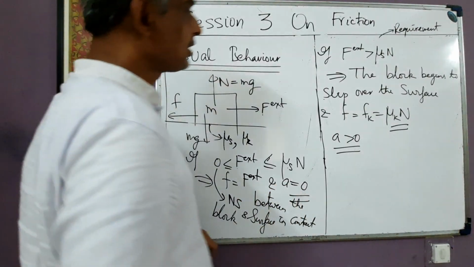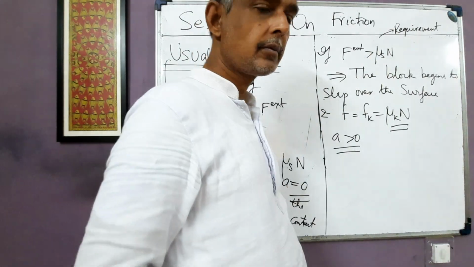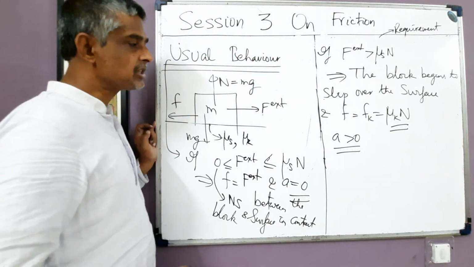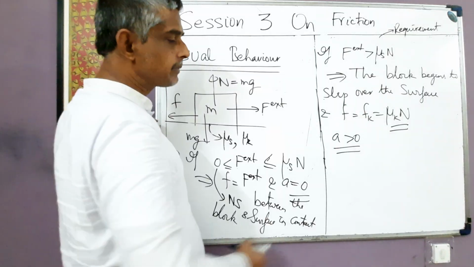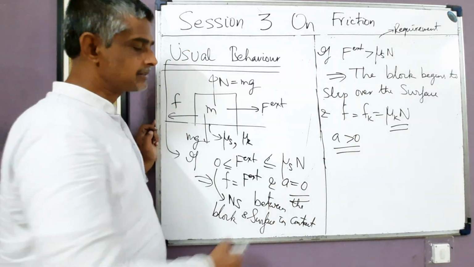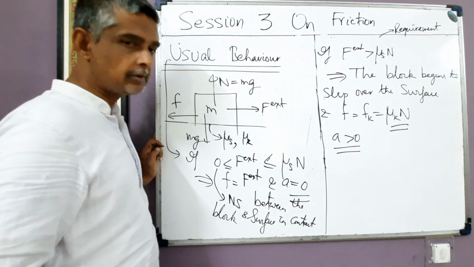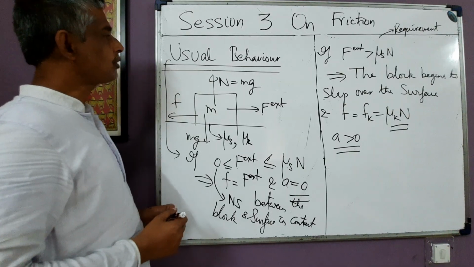Alright. If F external exceeds mu s N, then what happens? The block begins to slip over the surface. The nature of friction changes from static to kinetic, and its magnitude becomes mu k N, and the acceleration a of the block becomes greater than 0 because it begins to slip over the surface. This is the usual behavior I have talked of.